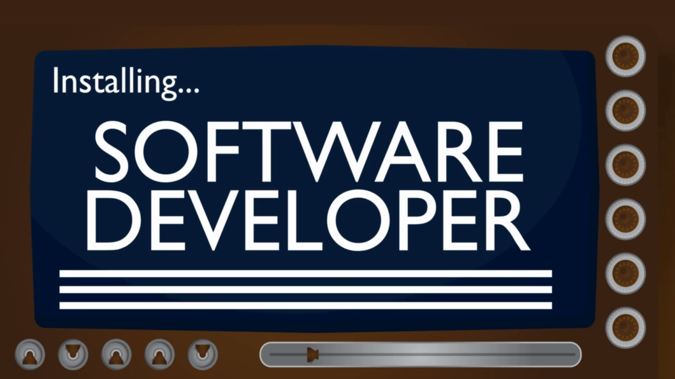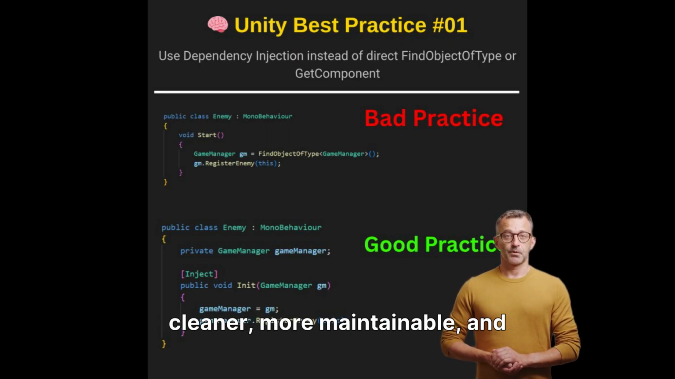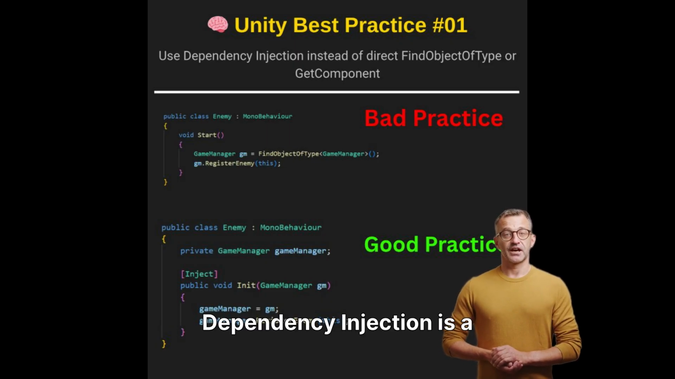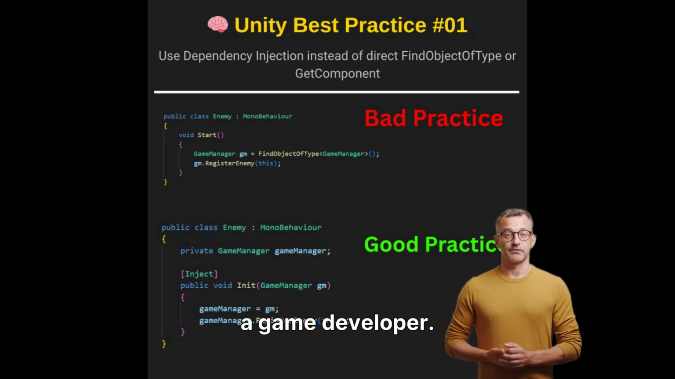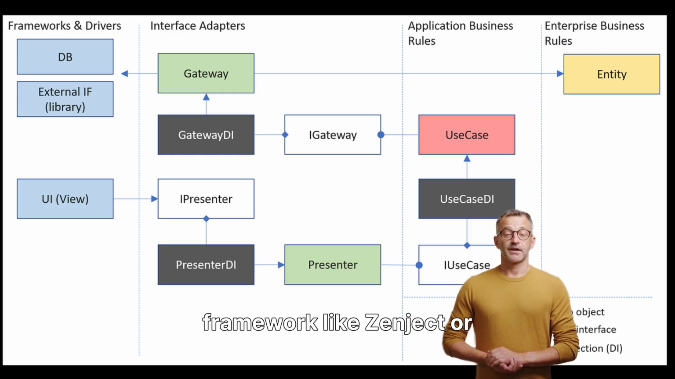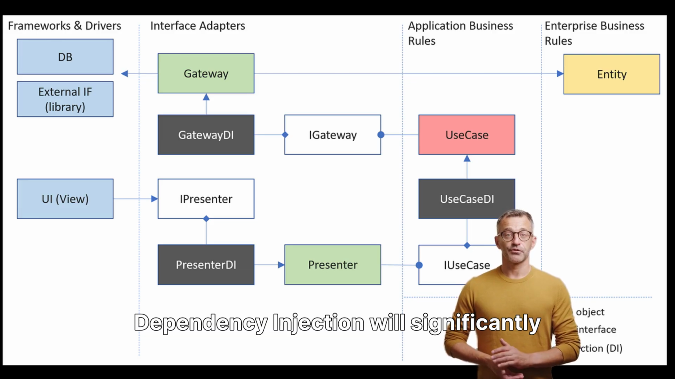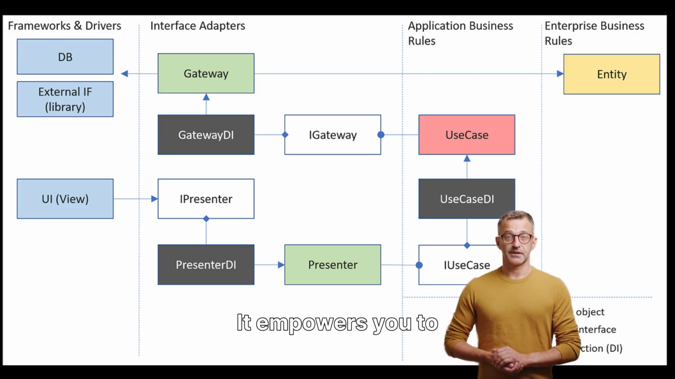more intuitive. By understanding these core concepts, benefits, and implementation methods, you can write cleaner, more maintainable, and testable code in Unity 3D. Dependency injection is a skill that will significantly enhance your capabilities as a game developer. Whether you choose a framework like Zenject or create a custom system, dependency injection will significantly improve your game project's architecture and scalability. It empowers you to build more robust and adaptable games that can evolve with your vision.